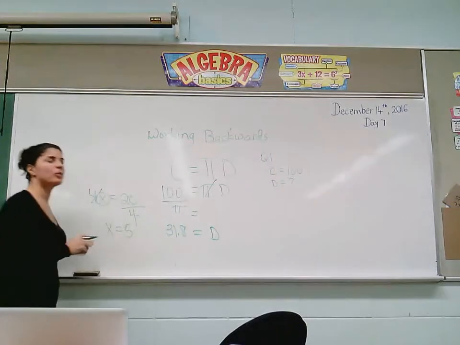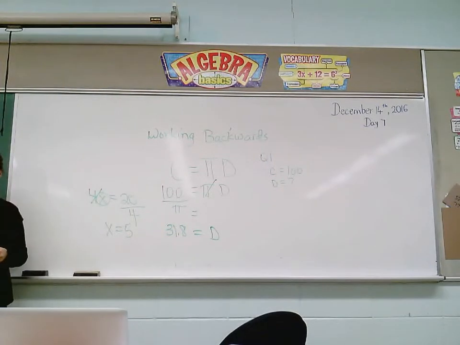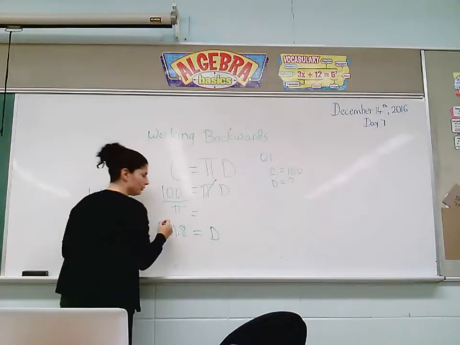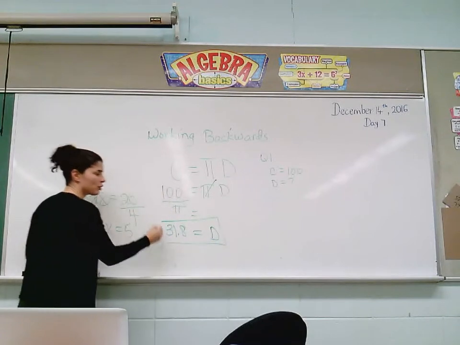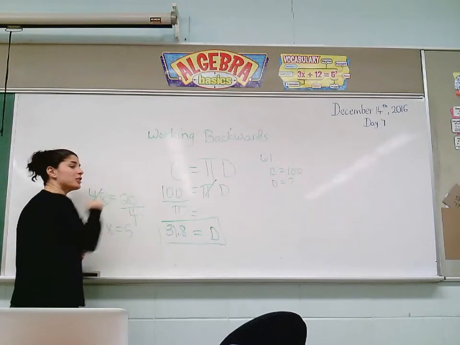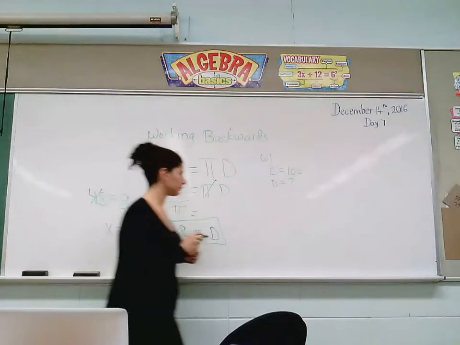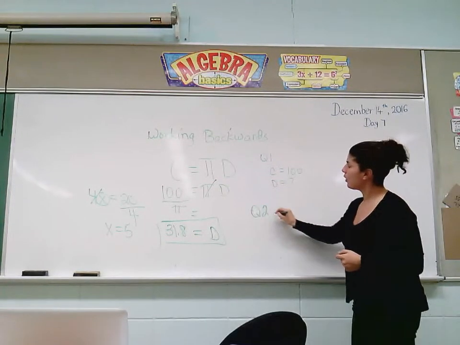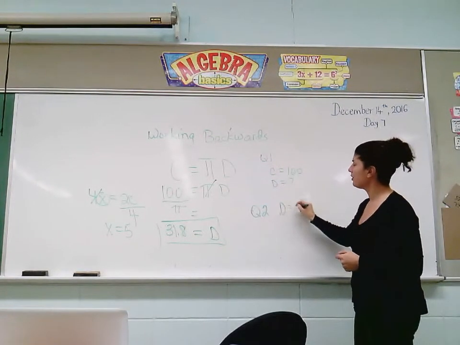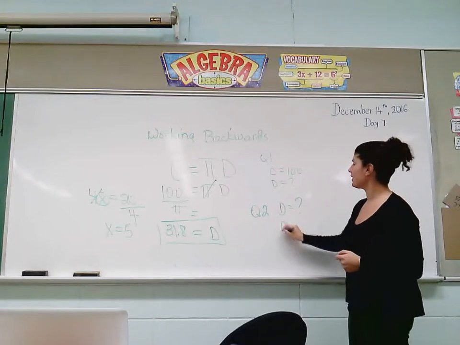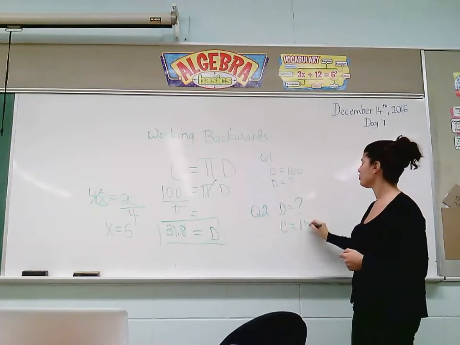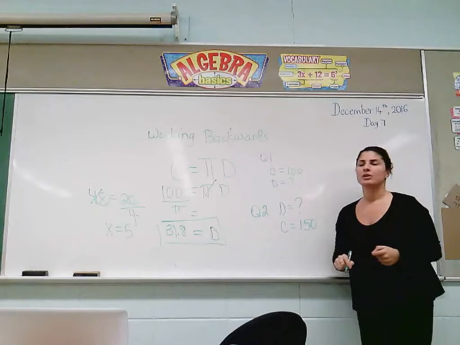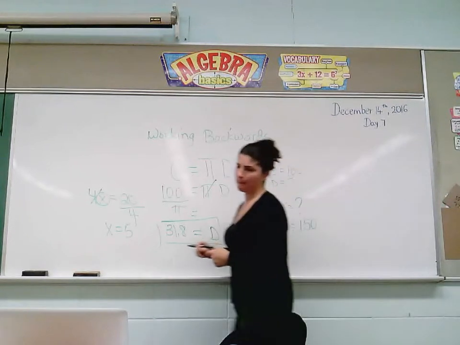Let's just say 31.8. And that would be the answer to this question. So let's do another one like this. Question number 2. What is the diameter if the circumference is equal to 150? Take a minute to do that.